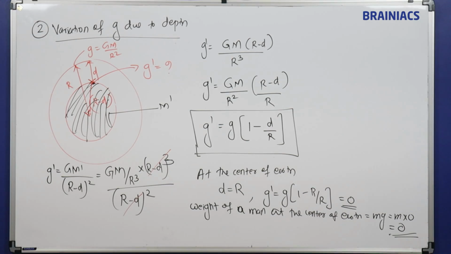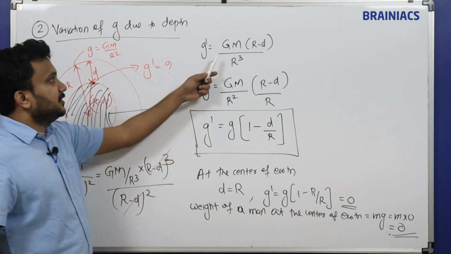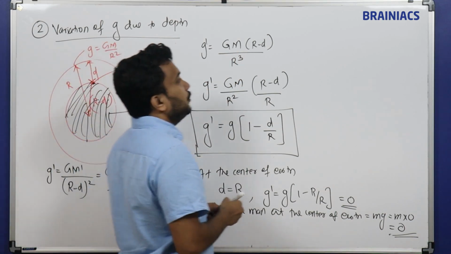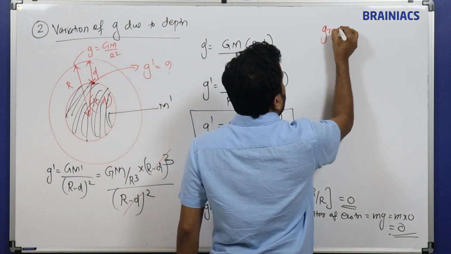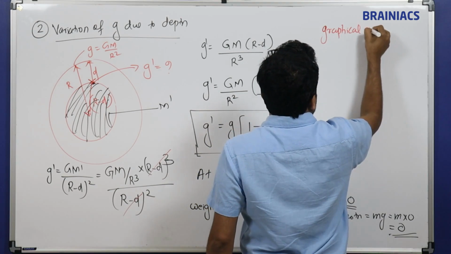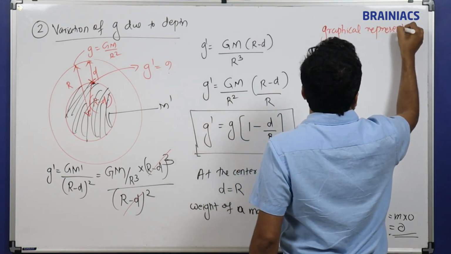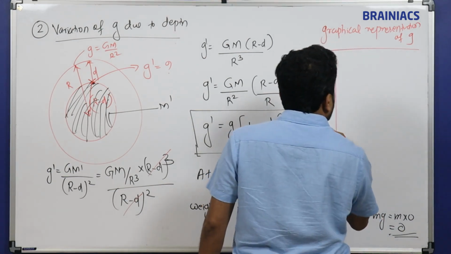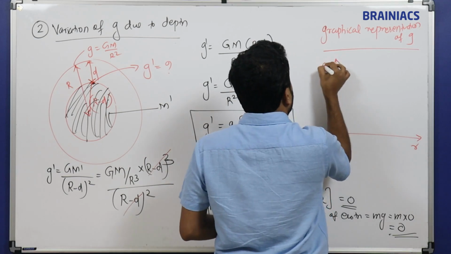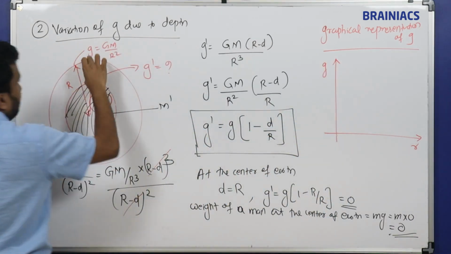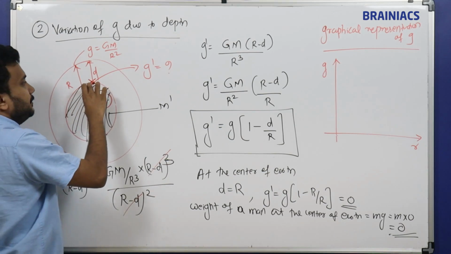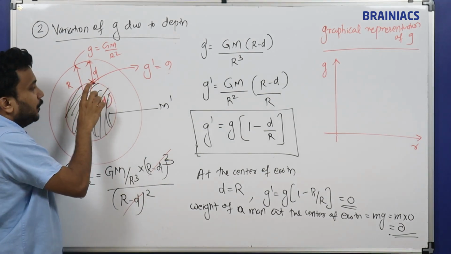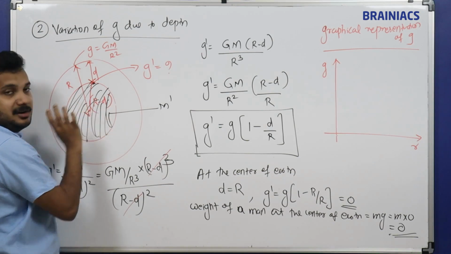And we will draw a graph for the variation of acceleration due to gravity. We know from this equation g dash is proportional to R minus d. So for this case we will draw a graphical representation of g over a distance. Now if you see, R minus d means this distance. This is called R minus d.